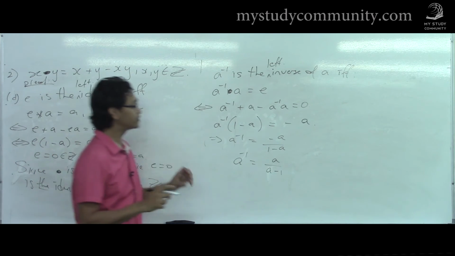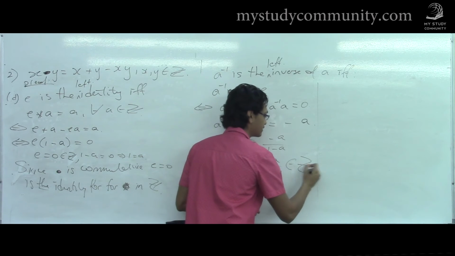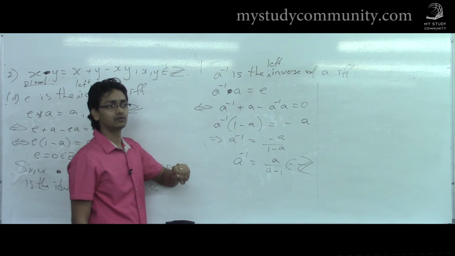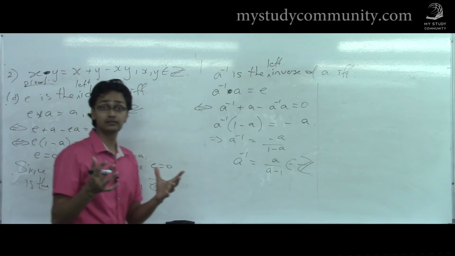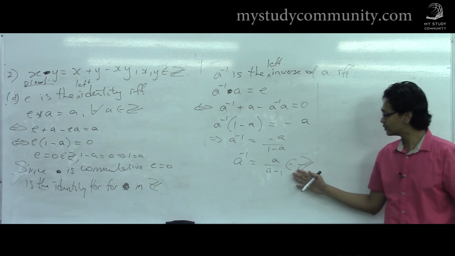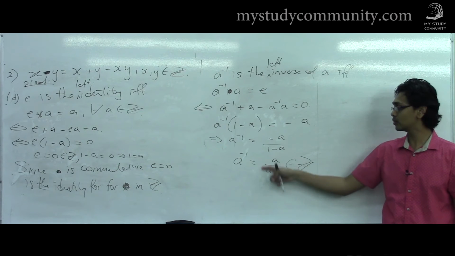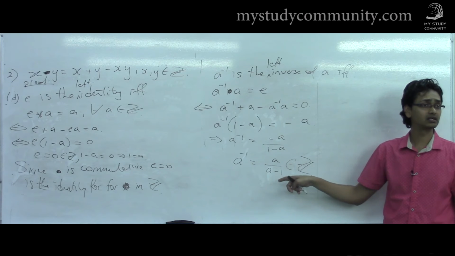So, there are a few things we need to ensure. The first thing is that this is in Z. Now, will this always be in Z? That is my question. No, right? It will not always be in Z. So which values of A will be in Z? If I want this expression to always be in Z, what condition could I impose?